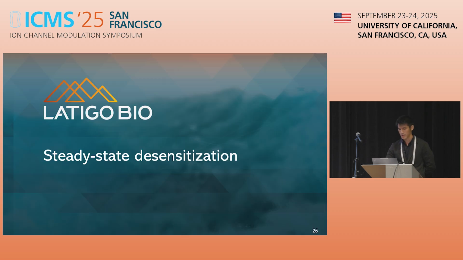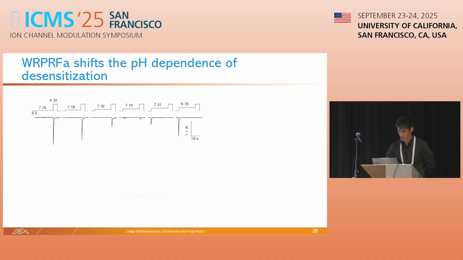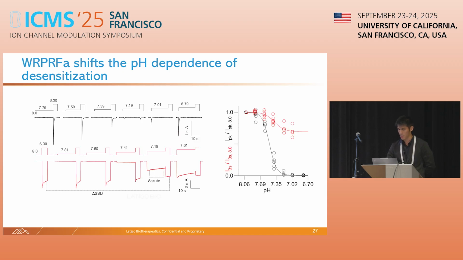So we looked closer at the E78Q to see whether there is indeed a shift in their pH activation. And indeed that's what we found. As you can see here on the right, compared to wild type, there is a more acidic shift in their pH50, closer to pH 6. And when we apply WRPRF, they actually restore this to the same level as the wild type, so they start to activate around pH 7, just like we saw in the wild type channel.